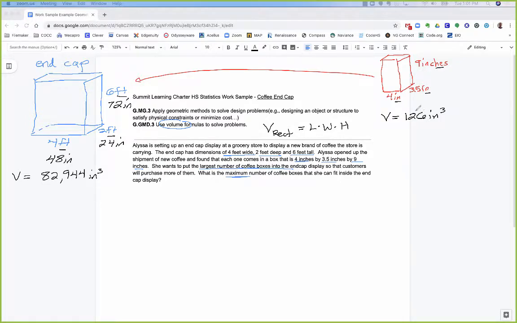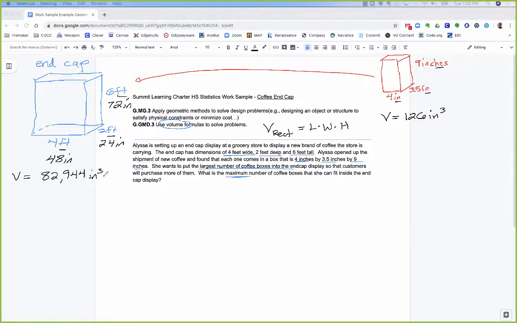82,944 divided by 126 should tell you exactly how many packages of coffee will fit, right? Fortunately, not. Not in the real world, not when you practically think about physically stacking boxes and making them fit. Oftentimes there's gaps. Things don't fit perfectly. There might be extra space on the top or the side. And so we want to find the most efficient way to stack boxes in, but we can't just call it good.